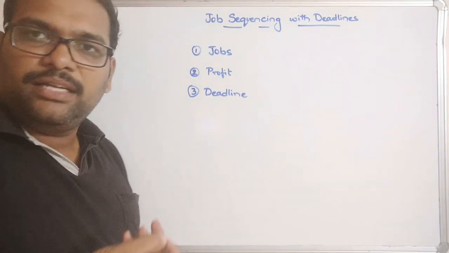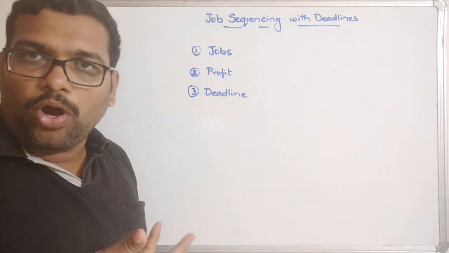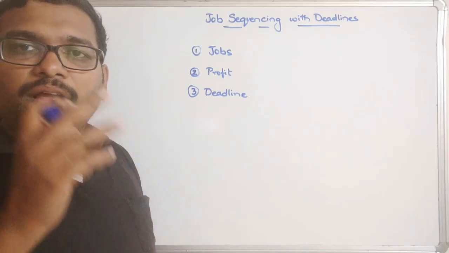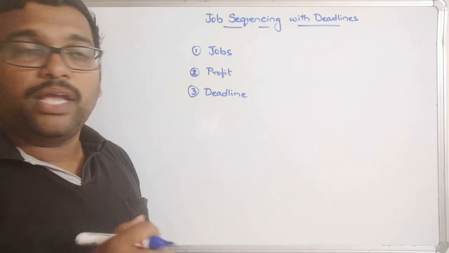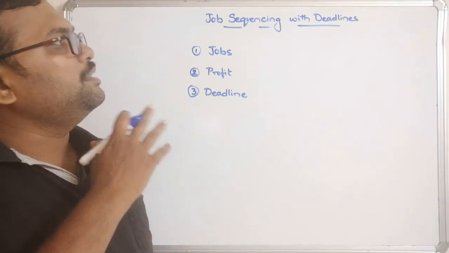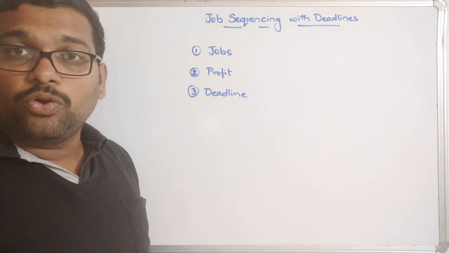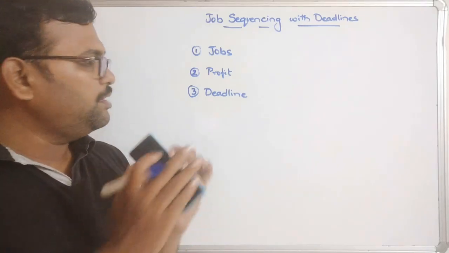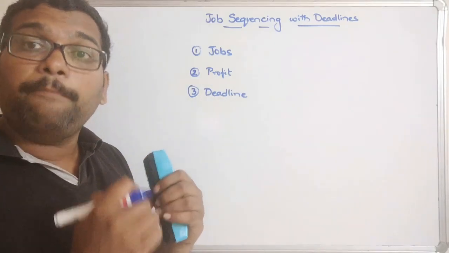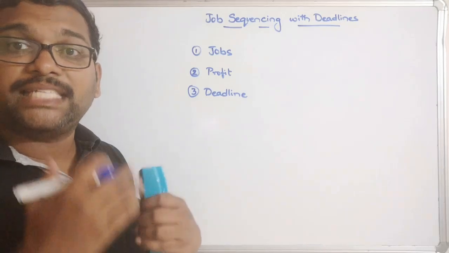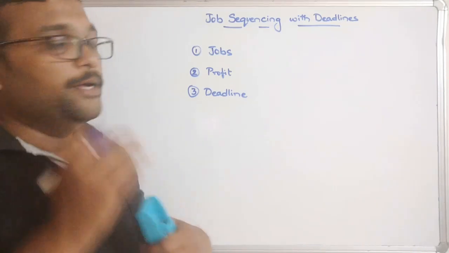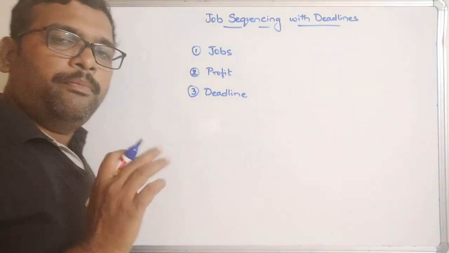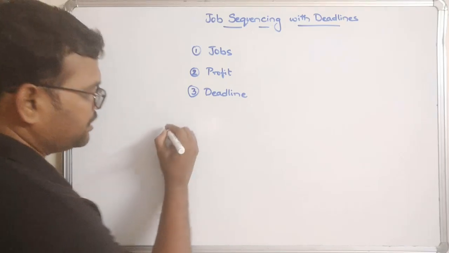The name itself indicates that for every process or every job there will be a deadline. That particular job should be completed within that particular deadline. So these three are the most important in this job sequencing problem. We need to complete the processes or jobs within the given deadline with a maximum of profit. That is our problem. And here we need to remember a few most important points.